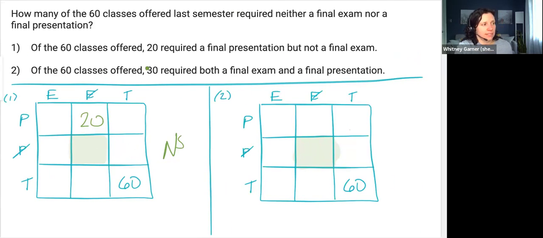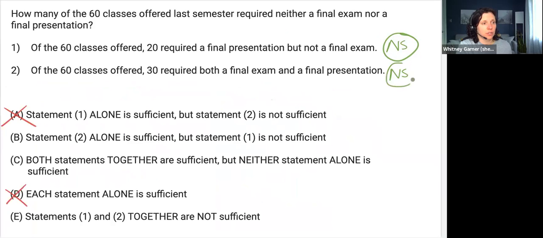In statement two, of the 60 classes offered, 30 required both a final exam and a final presentation. On its own, I still can't get into this center piece, not sufficient. So if statement two is not sufficient, what do I eliminate? Very nice, y'all. Keep it coming. Yep, I eliminate B. So now I'm down between C and E.